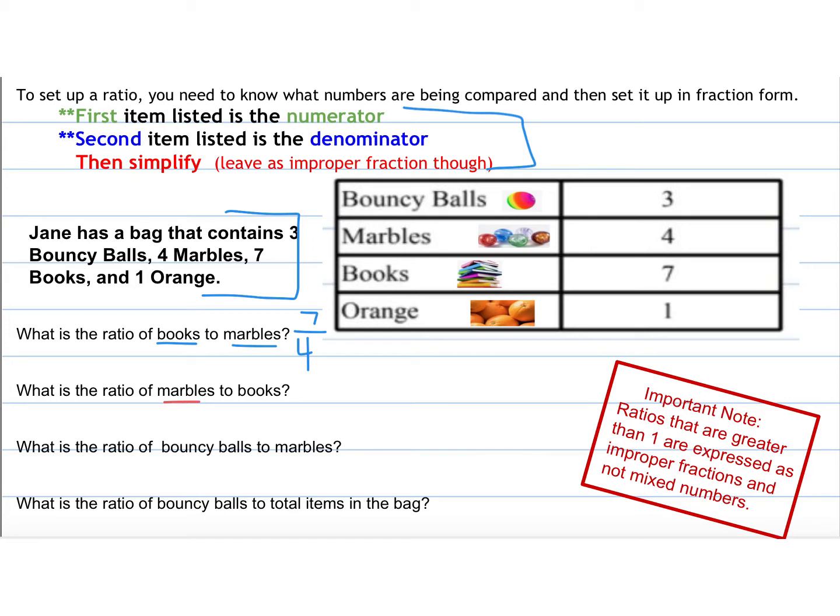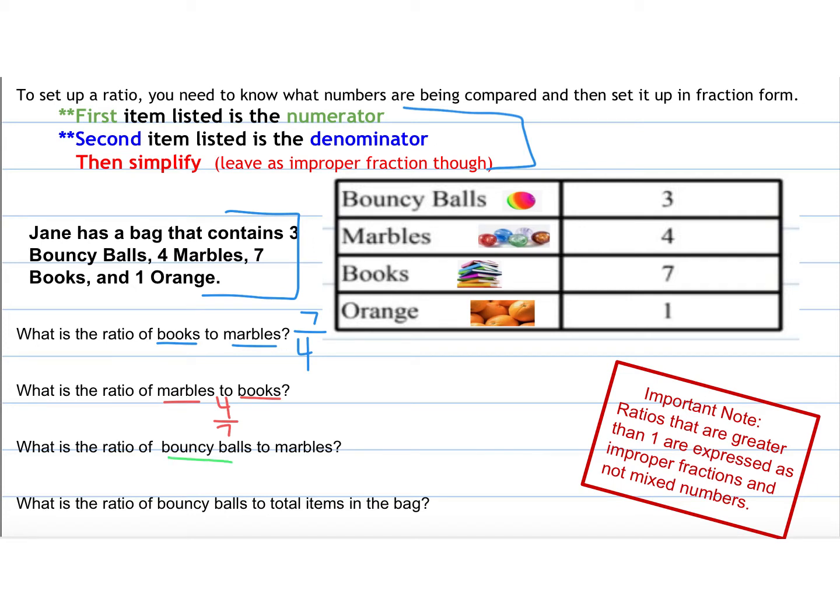Marbles comes first, so now that one would go on top. So there's 4 marbles. Books come second, so that's going to be our denominator. There are 7 books, so that goes on the bottom. Next question, and again, that's in simplest form. What is the ratio of bouncy balls to marbles?